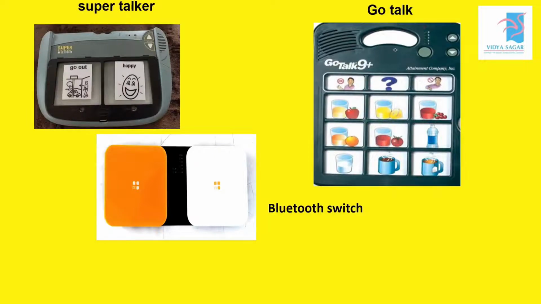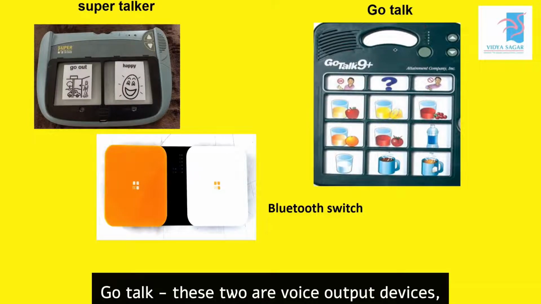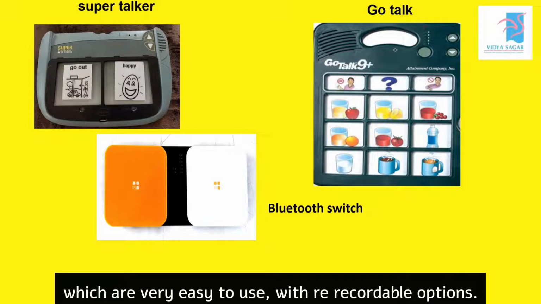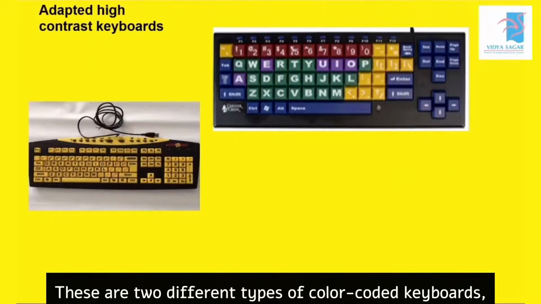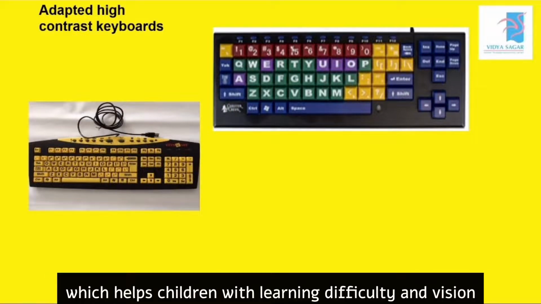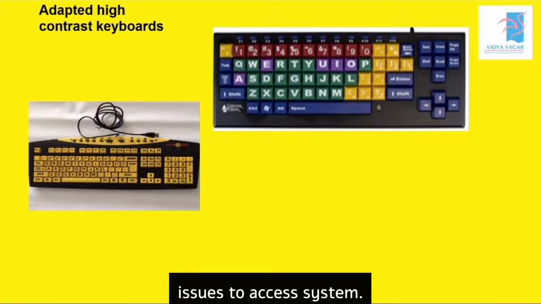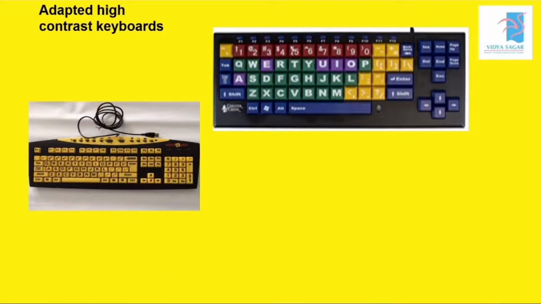Super Talker, Go Talk. These two are voice output devices which are very easy to use with re-recordable options. These are two different types of color-coded keyboards which help children with learning difficulty and vision issues to access the system.